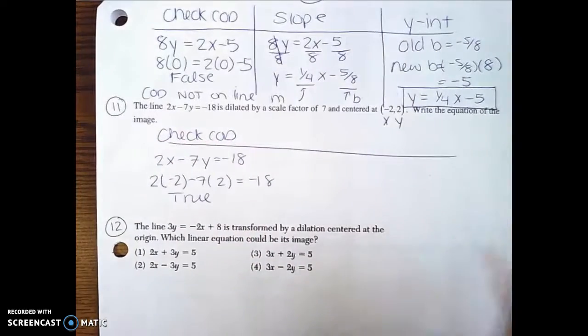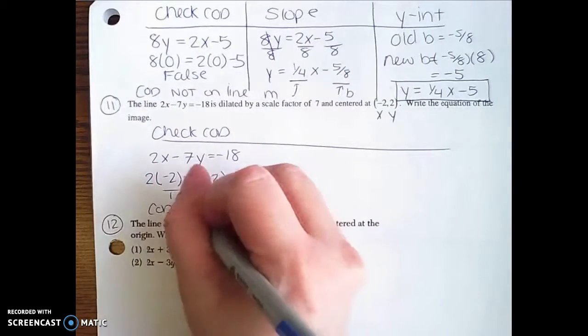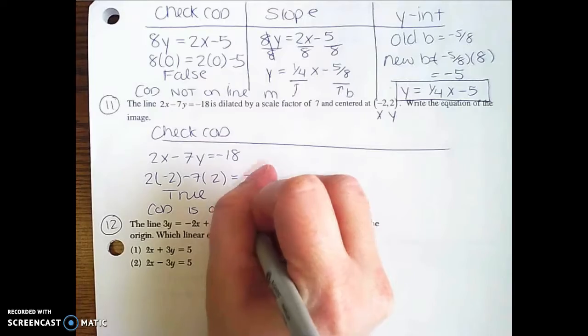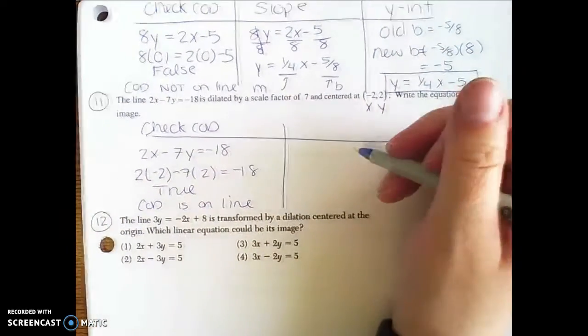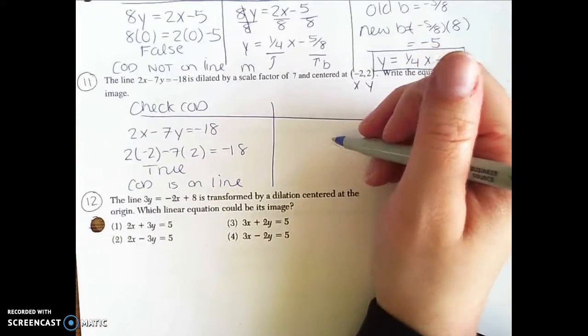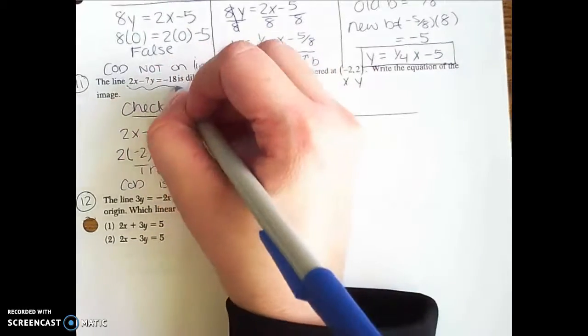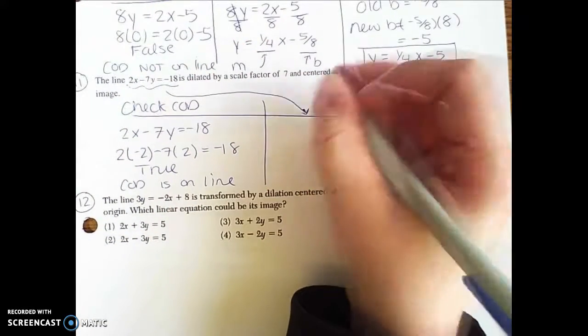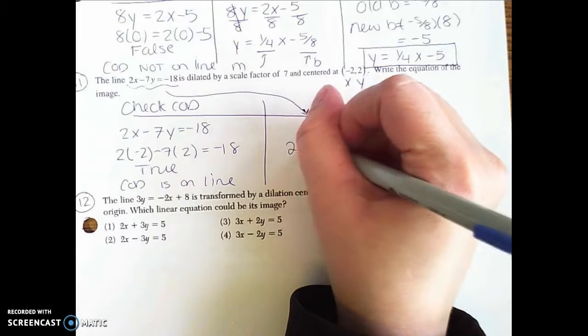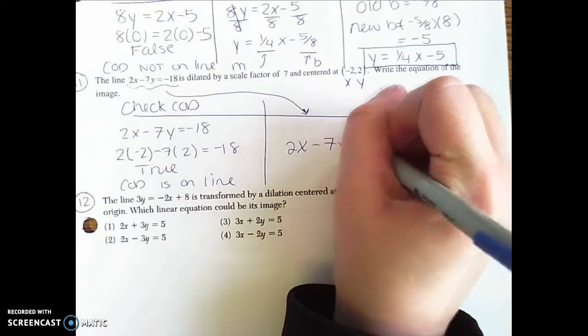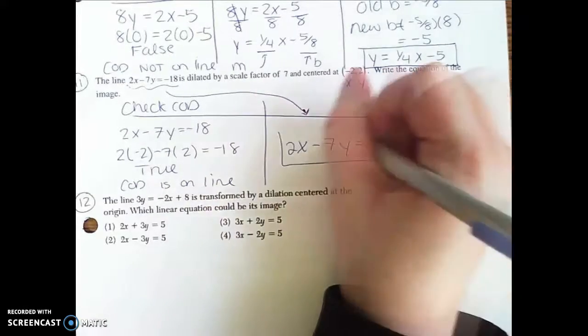If it's true, then my COD is on the line, in which case my equation is exactly the same equation. So I'm just going to rewrite the equation that was given to me. And that's my answer. That's it.